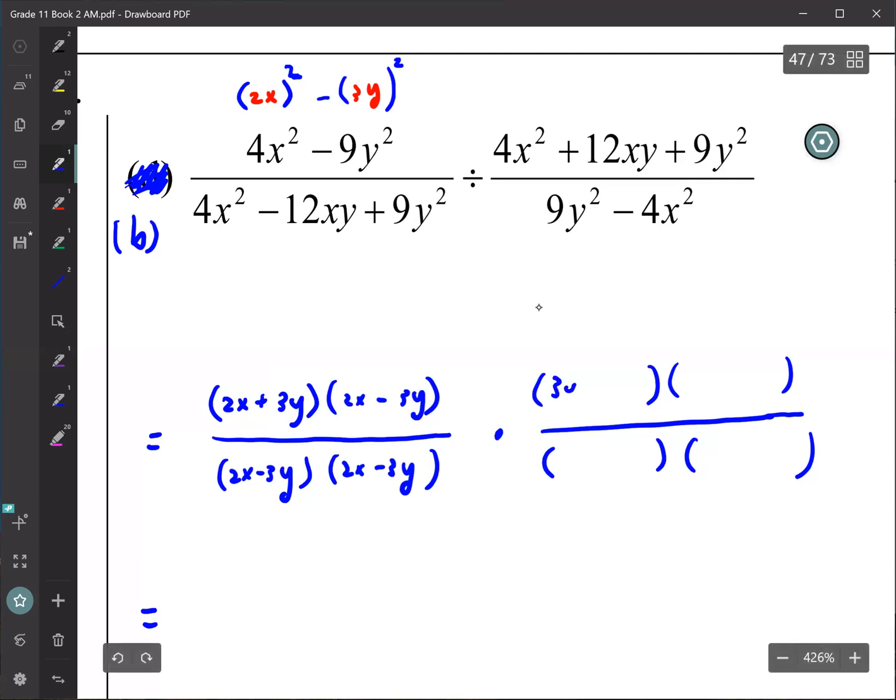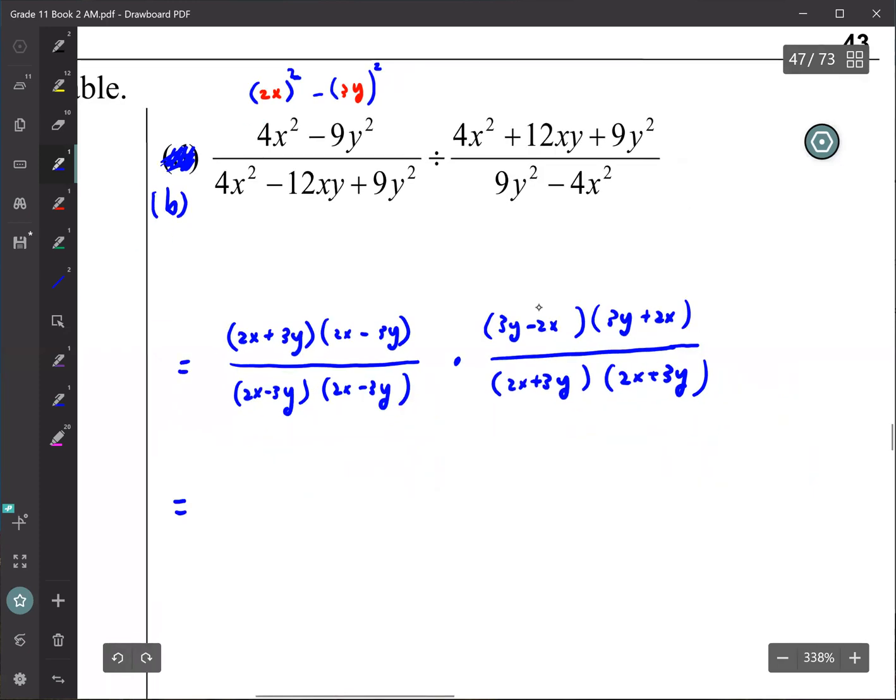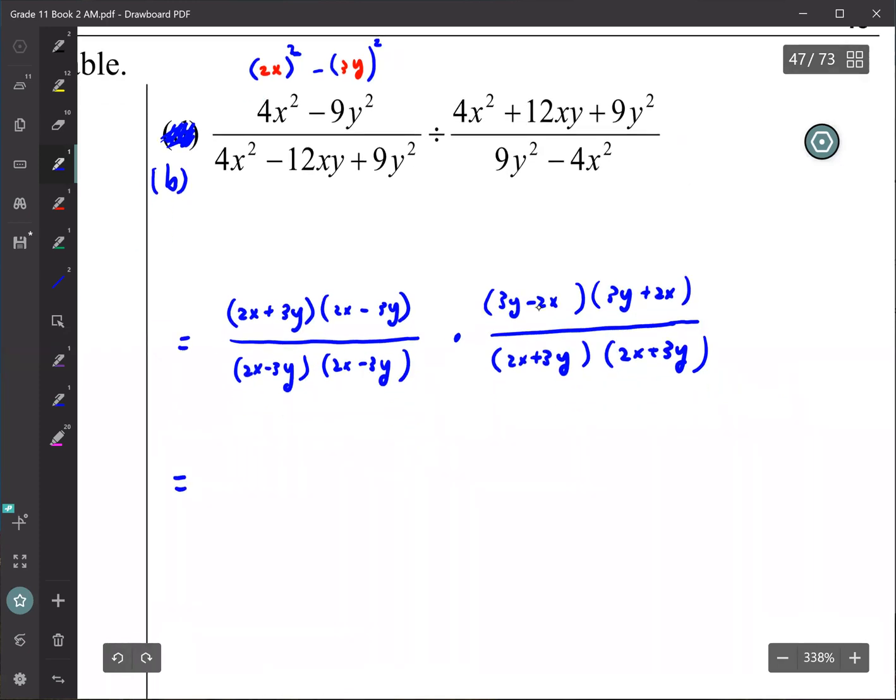3y minus 2x, 3y plus 2x. Yep. Okay, so this is after reciprocal, right? So it used to be denominator, it goes on top. And Aaron, what's in the denominator? 2x plus 3y and 2x plus 3y. Okay, so we get a square there, right? Two of the same thing. Okay, so lots of canceling here, but there is a little tricky part.